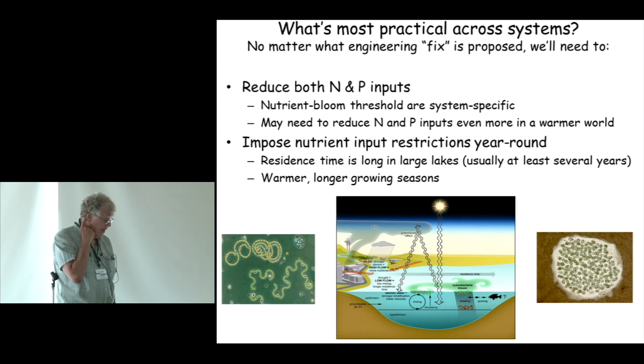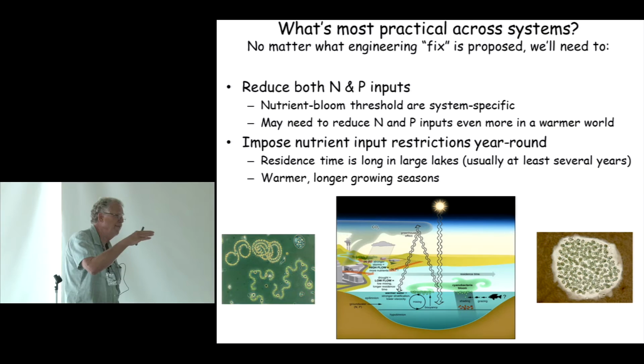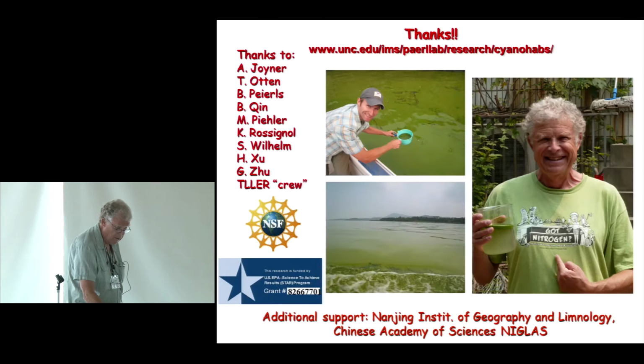These reductions need to be done year-round. That's because residence time is quite long in these systems, and the legacy effect of loading lasts way longer than a year. So you can't just control P at one time of the year and not at another. It needs to be a year-round strategy.